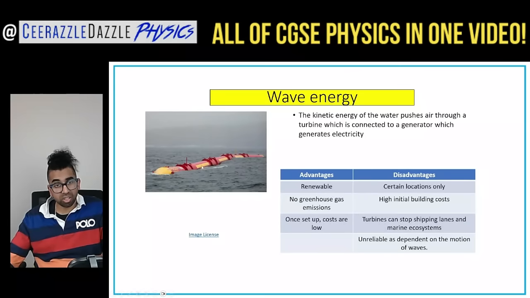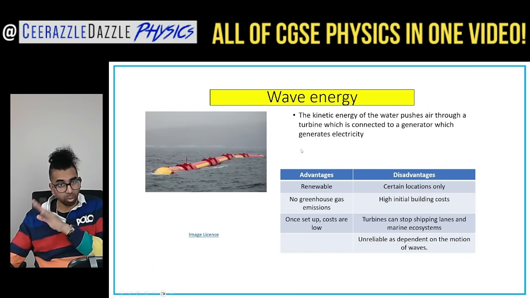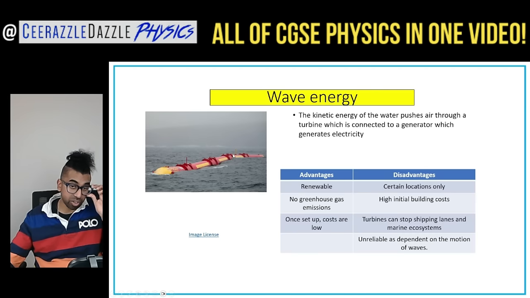Wave energy. So these sit on the surface of the water, and inside there, the waves come in and they push air through a little turbine which is placed inside there. And that generates electricity. Advantages: it's renewable, no greenhouse gas emission. Once you've set it up, there's low cost.